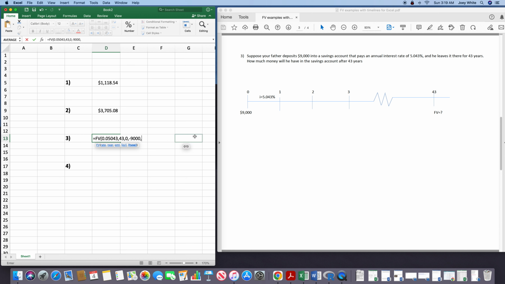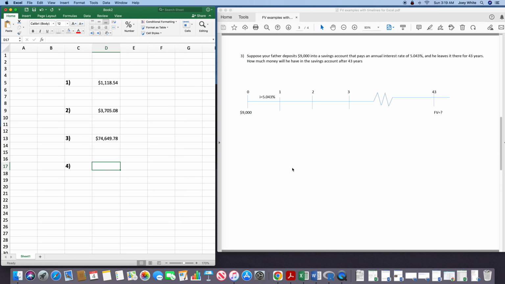And then we'll close the parentheses, press enter, and we'll see that 9,000 after 43 years will have turned into $74,649.78. So compound interest is really taking full effect there. All right.